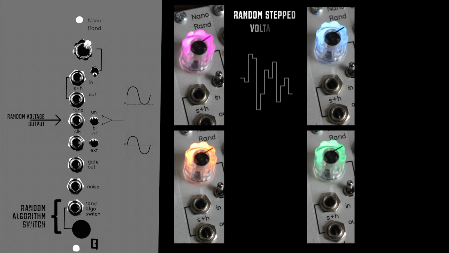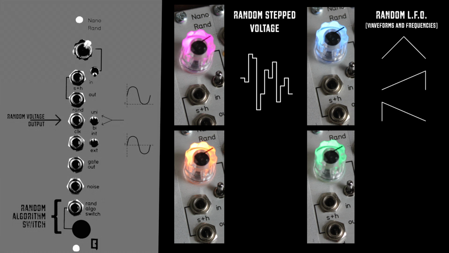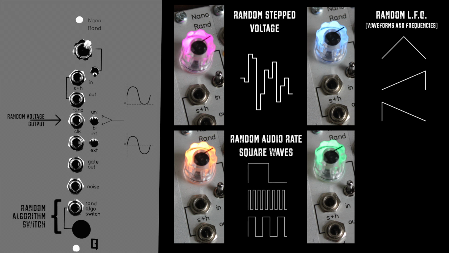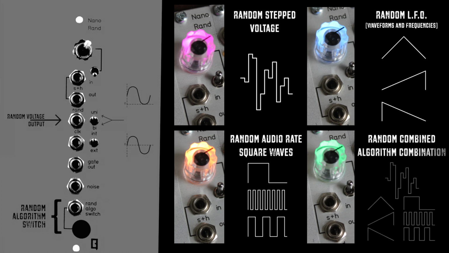Magenta indicates the random stepped voltage algorithm. Cyan indicates the random LFO waveforms and frequencies algorithm. Amber indicates the random frequency audio rate square wave algorithm, which can be used as a control source or an audio source. Green indicates the combination of all algorithms.